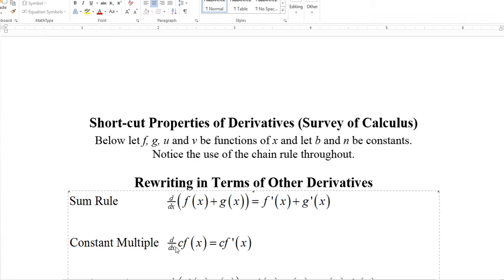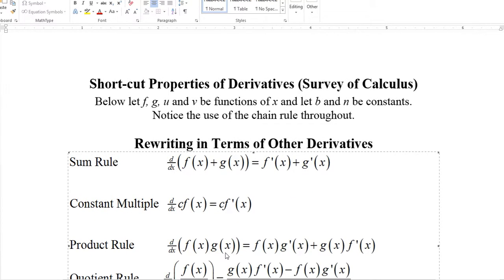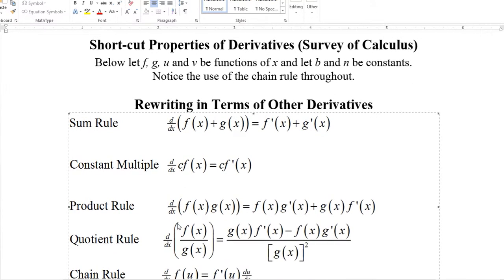We also have a constant multiple rule that says the derivative of a constant times a function, that constant can be brought out front of the derivative sign. So it's a constant times the derivative of the function. Or we could write it this way. Now the product rule is a little more complicated. The derivative of a product, so if the last thing is multiplication here, you take the first factor times the derivative of the second plus the second factor times the derivative of the first.